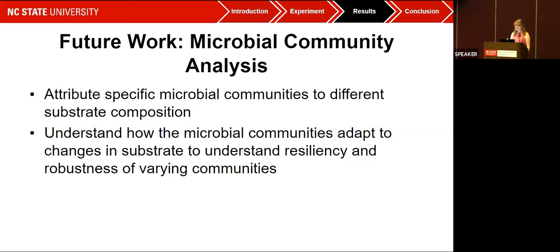The first goal from this is to find the specific communities that exist at the different substrate types and the mixture types. I'll also understand how these communities adapt and change to these substrate changes, so we can understand the resiliency and robustness of varying communities to the types of food waste.